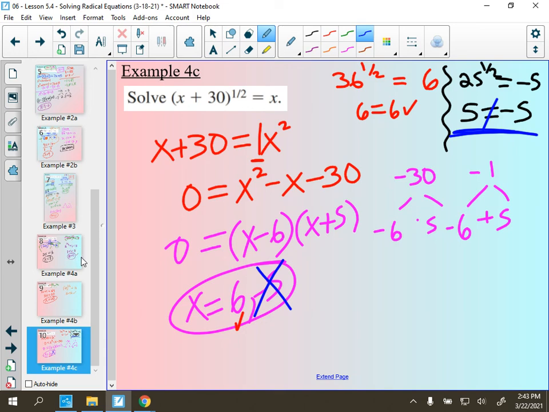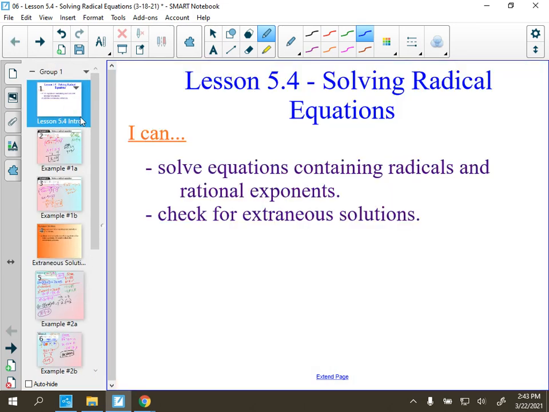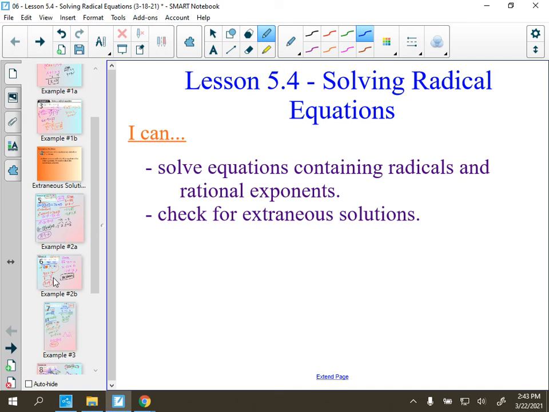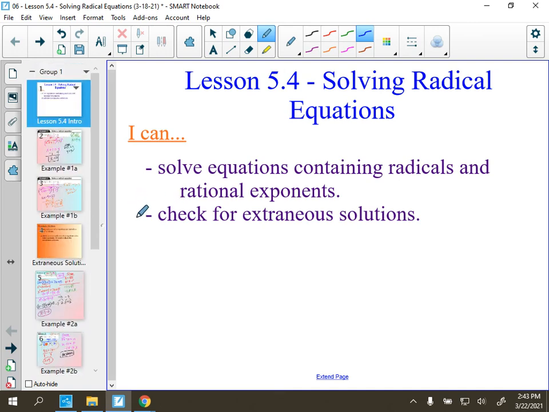10 slides. Well, 9, including the introduction, which we'll go back and refresh like we usually do. We solved a whole bunch of equations. What, 1, 2, 3, 4, 5, 6, 7, 8 different equations, all with slightly different nuances, wrinkles, or whatever you want to say. They had radicals and rational exponents, and then we learned what it was to check for extraneous solutions. So we've definitely covered it all. 5.4 is officially done. I will see you in future lessons.